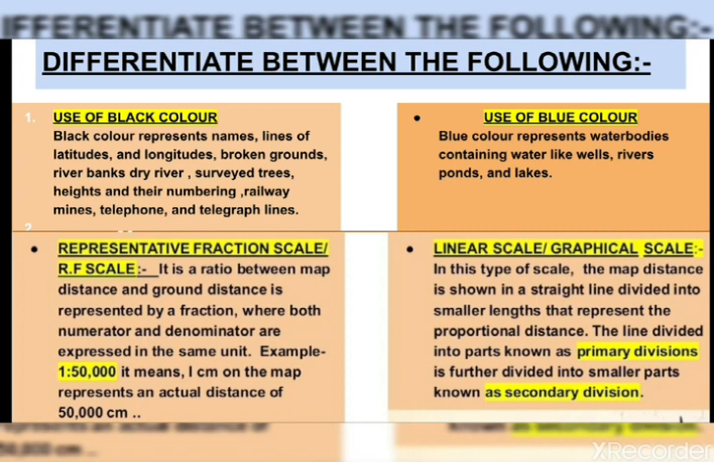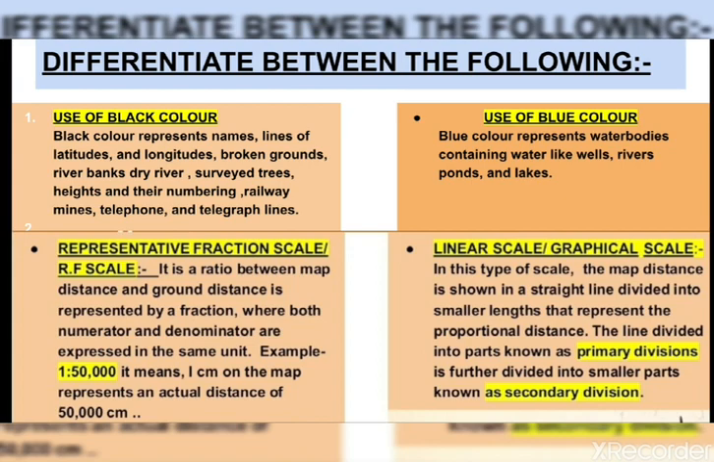And in linear scale or graphical scale you will write, in this type of scale the map distance is shown in a straight line divided into smaller length that represent the proportional distance. The line divided into parts known as primary divisions is further divided into smaller parts known as secondary division.